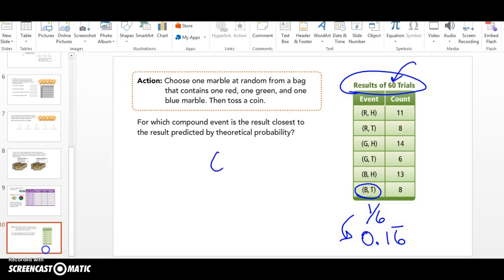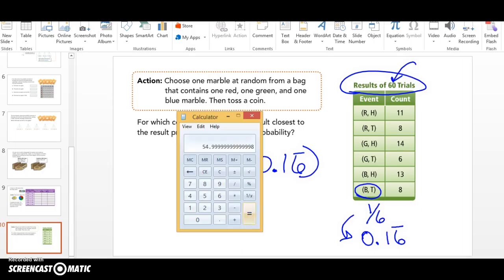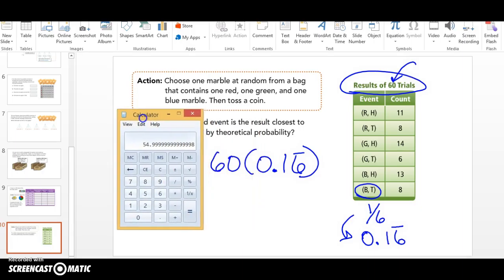So I could take 60 times 0.16 repeating. How did I tell you to put that in your calculator? Fill it up with sixes. That's right. So 0.1 filled up with sixes. Then times 60, and how many times would I expect to get it? 10 times. Okay, and those of you who are fancy, you might have said, I already knew 1/6 of 60 would be 10. That's perfectly fine. You don't have to do it that way. All right, questions on that?